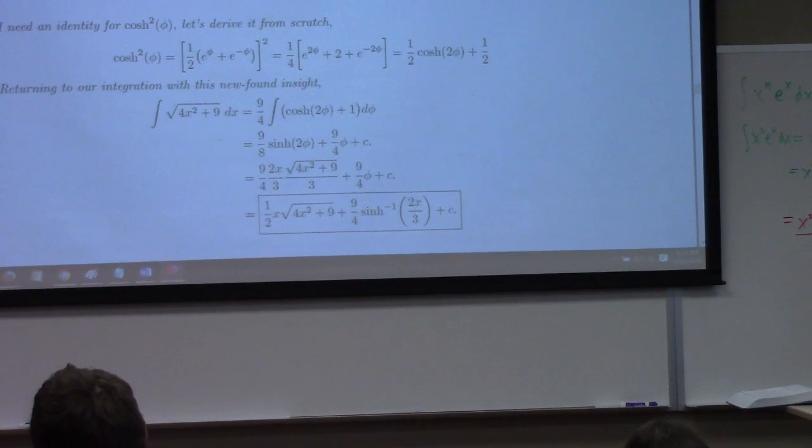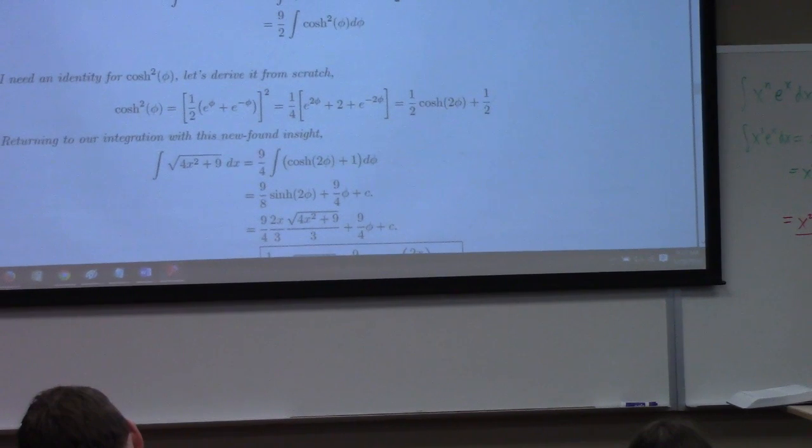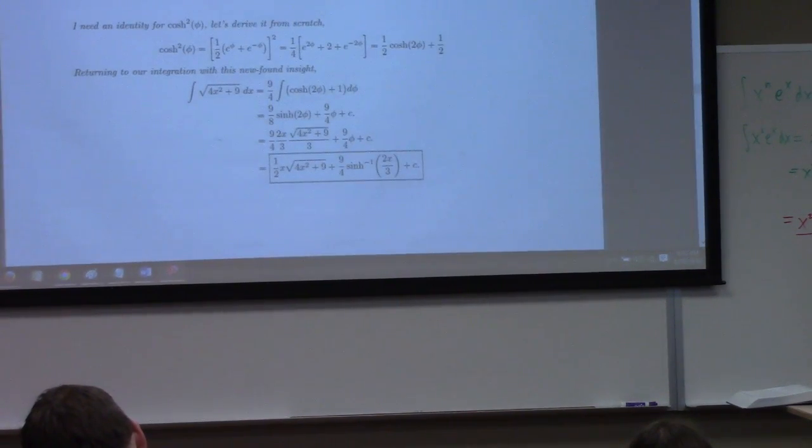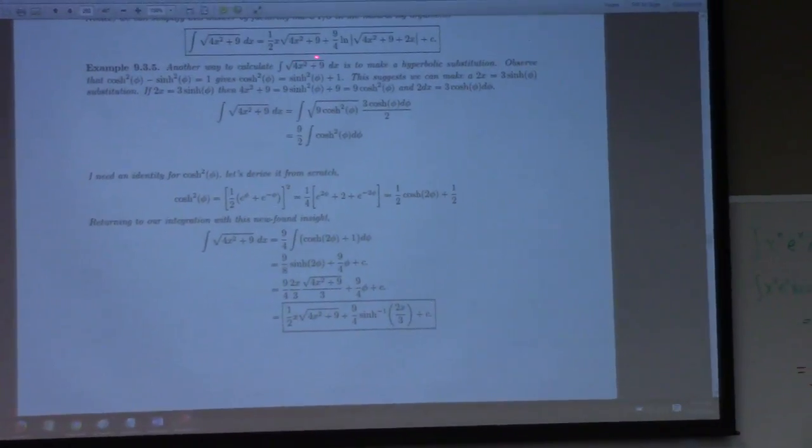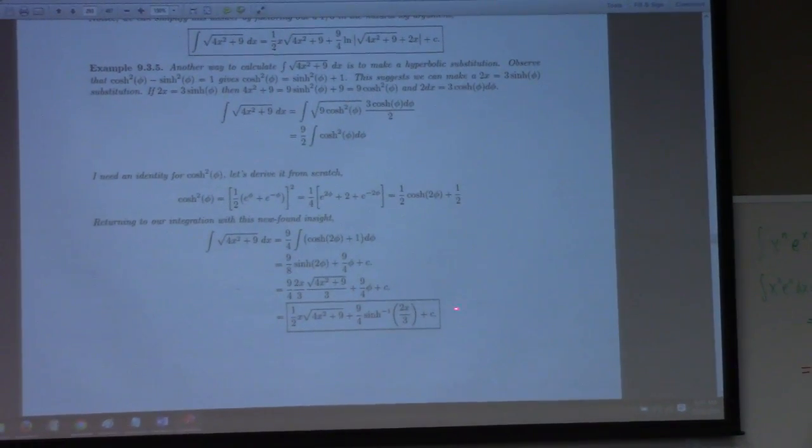So here we have, these formulas look really different though, don't they? Look at this. This x times the square root of 4x squared plus 9 plus the inverse hyperbolic sine of this, versus, here you can look at them both at the same time. So on the one hand, they both got this x times root, right? But this is inverse hyperbolic sine of 2x over 3. Up here we've got natural log of this. Those are actually the same, though.